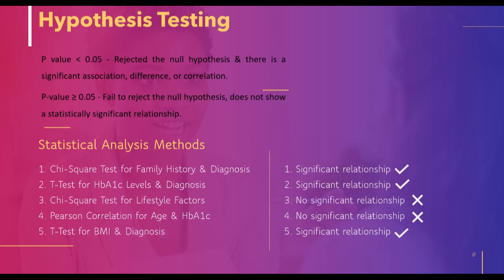Fourth, the Pearson correlation between age and HbA1c showed no significant relationship, indicating that age may not be a direct factor in HbA1c levels. Lastly, the t-test for BMI and diagnosis confirmed a significant relationship, emphasizing BMI as a risk factor. In summary, our analysis identified significant relationships with family history, HbA1c levels, and BMI, while lifestyle factors and age showed no significant link to diabetes risk in the dataset.